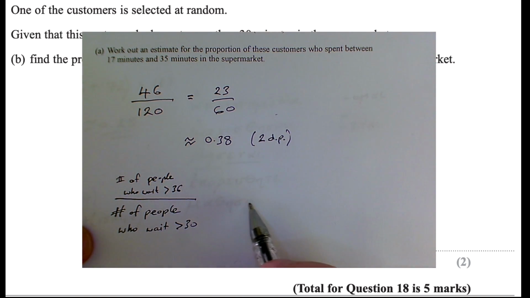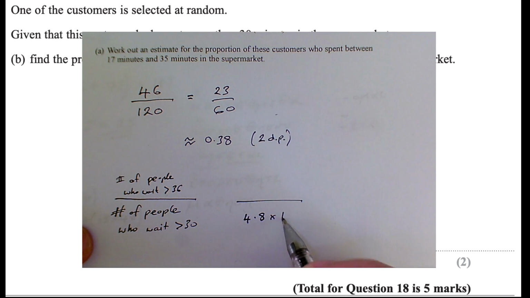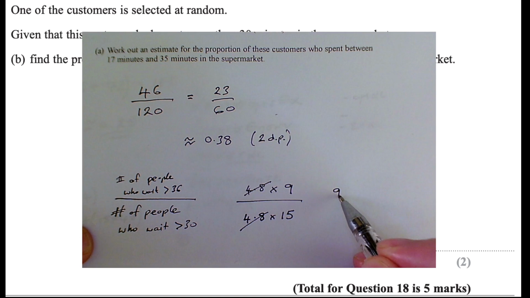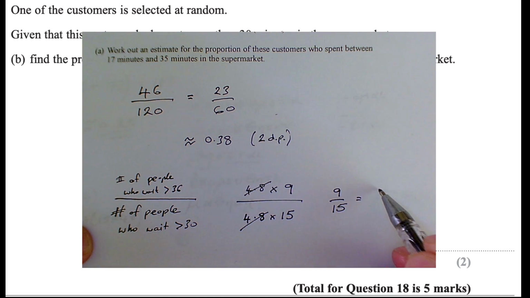So let's think. For people who waited more than 30, that rectangle is 4.8 high and 15 wide. And for the people who waited more than 36, that's still 4.8 high, but it's only going to be 9 wide, isn't it? Because from 36 to 45 is a gap of 9. The 4.8 cancels, so it just tells me that 9 out of 15 people, if they'd already waited 30 minutes, are going to wait more than 36 minutes. So about 0.6.